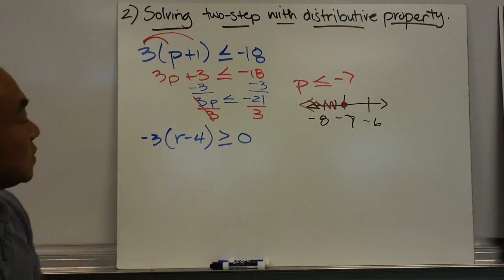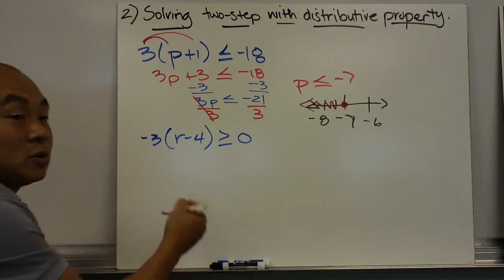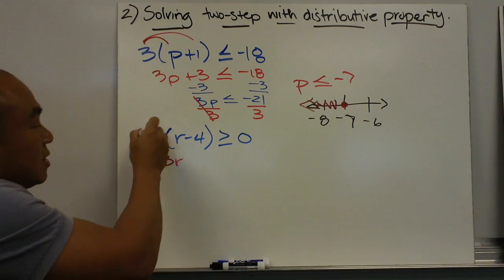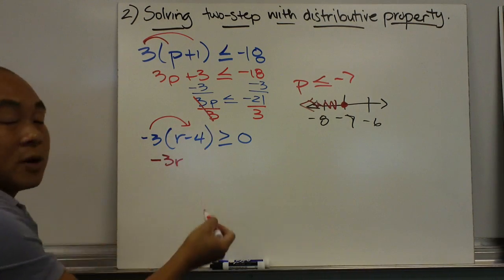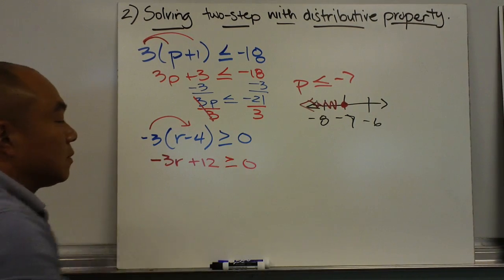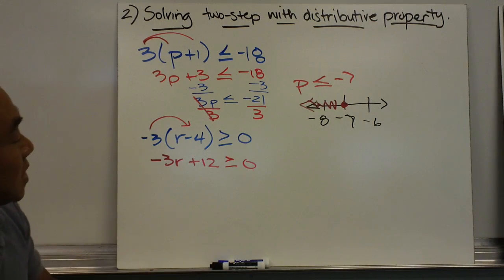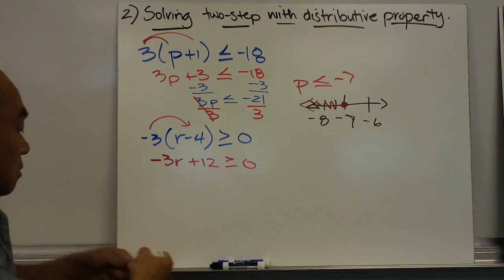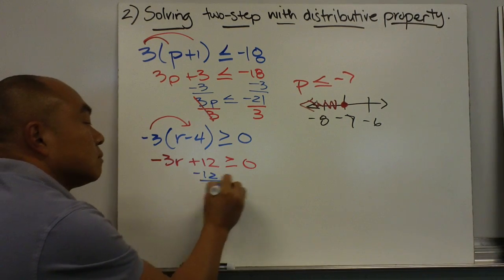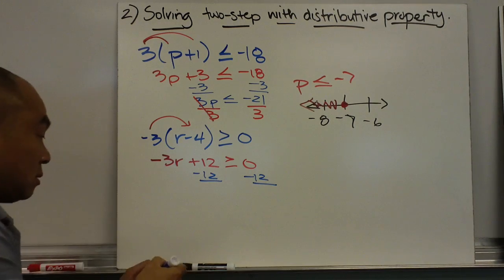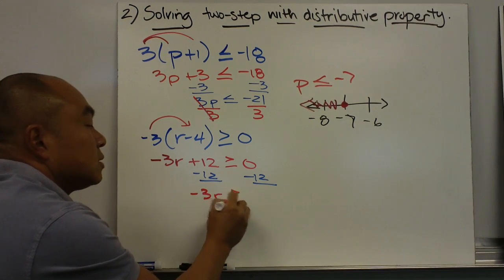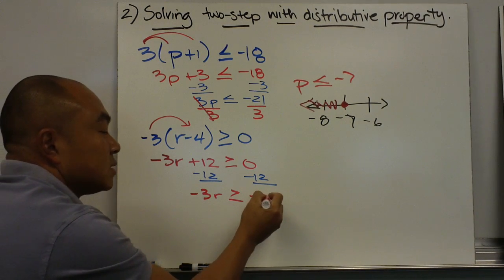Okay, so let's go ahead and do this one also. Again, distribute first. Negative 3 times r gives you negative 3r. Negative 3 times this minus 4 or negative 4 is going to give you a plus 12. And you have that so far. Bring down everything else that has not been worked on. Alright, let's get rid of the plus 12 by subtracting 12. Subtract 12. You now have negative 3r is greater than or equal to 0 minus 12 is negative 12.